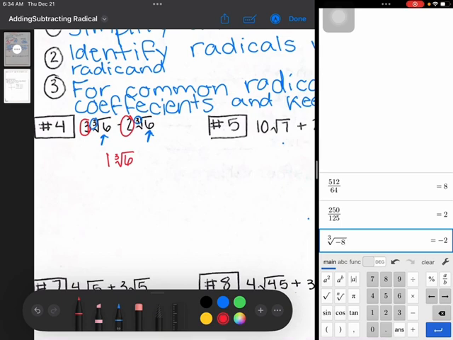So we don't need to write that one in front. Remember, it's an understood one. So we would just say 3 or cube root of 6.